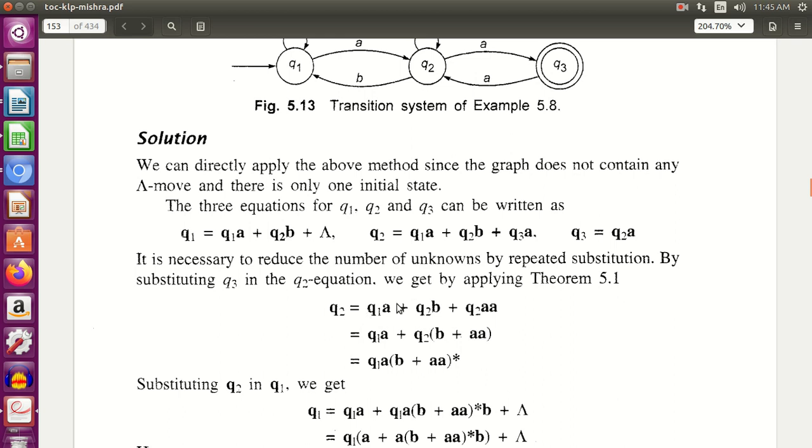So, just write it down as Q1A, Q2B, and for Q3, just substitute Q3 with Q2A, right? So, in place of Q3, I'll write Q2A, and A was already there, one extra A was already there. So, that's what we are doing. In the next step, it's Q1A plus, you take Q2 common, and what you are left with is B plus AA. Okay, so the expression we get is Q2 is equal to Q1A plus Q2 (B plus AA).